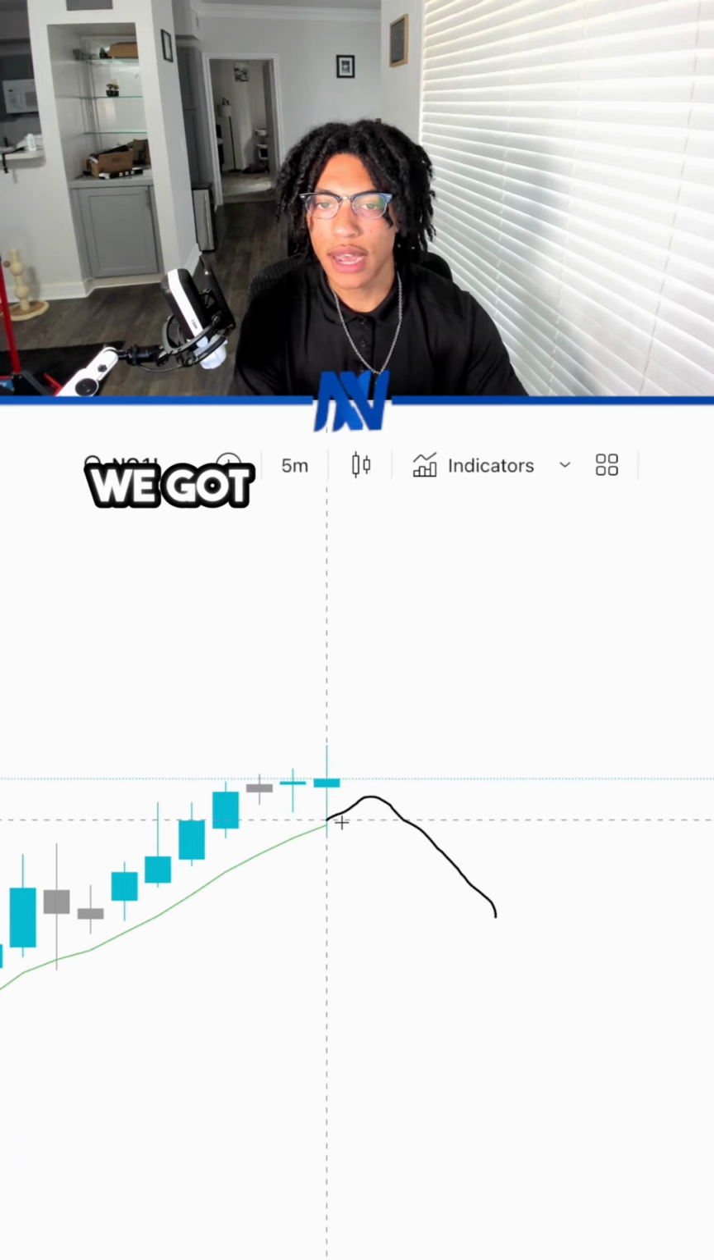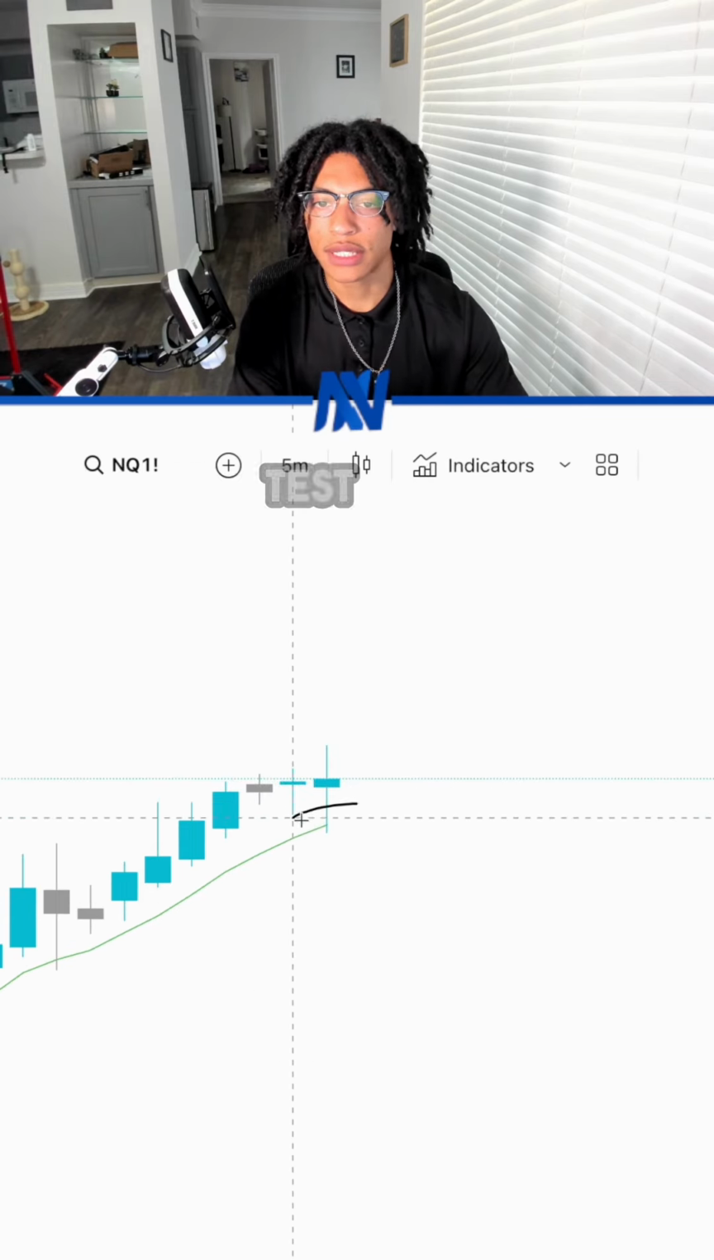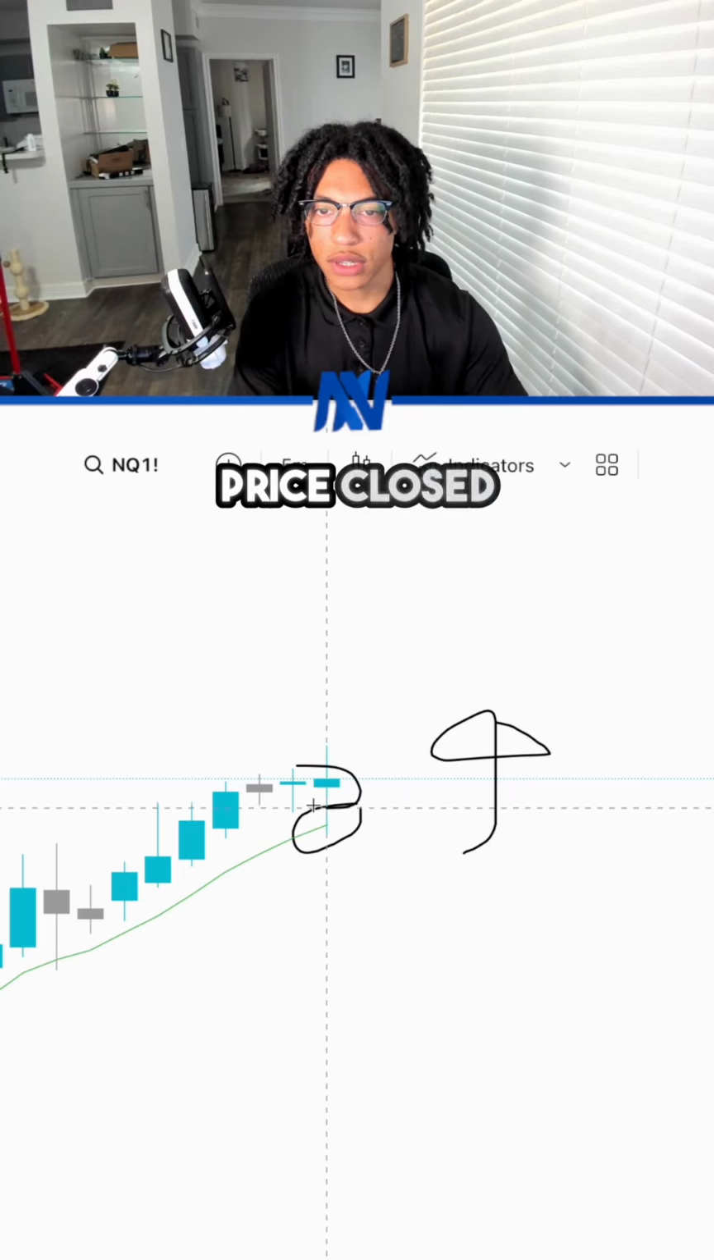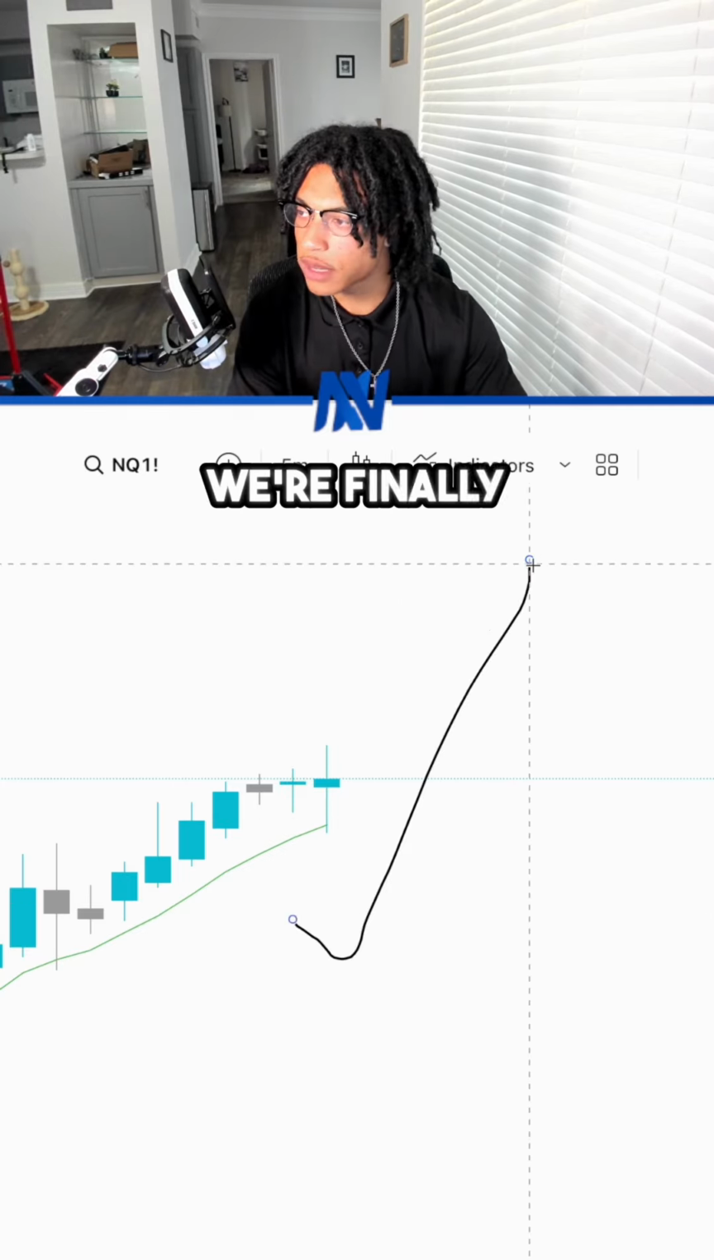And 4 candles later, we got a nice rejection candle here. Price tried to test this 8 EMA, it respected it to come back over, and we see this wick right here. Price closed right here, and since this happened, we're finally able to get into a trade.